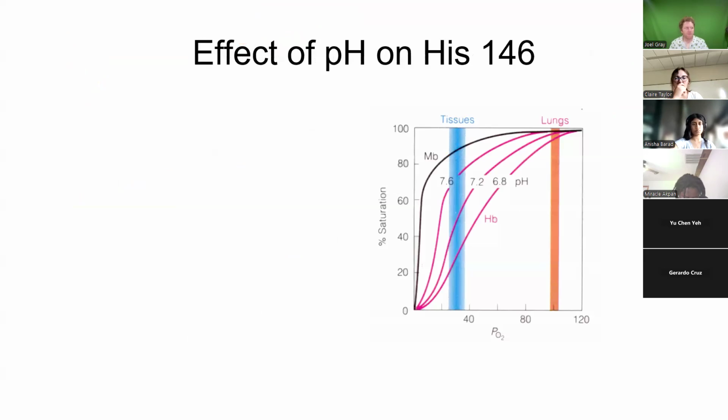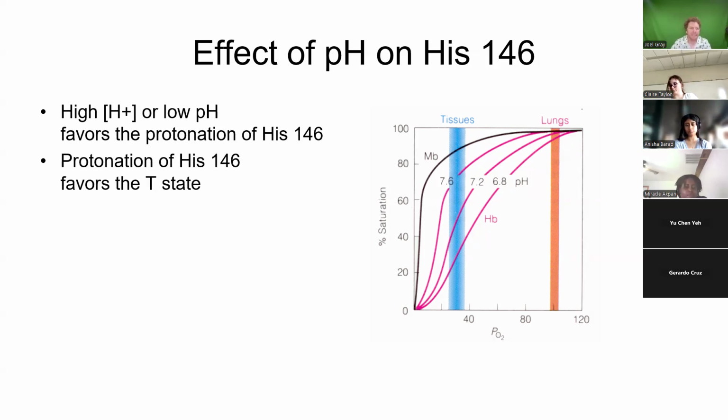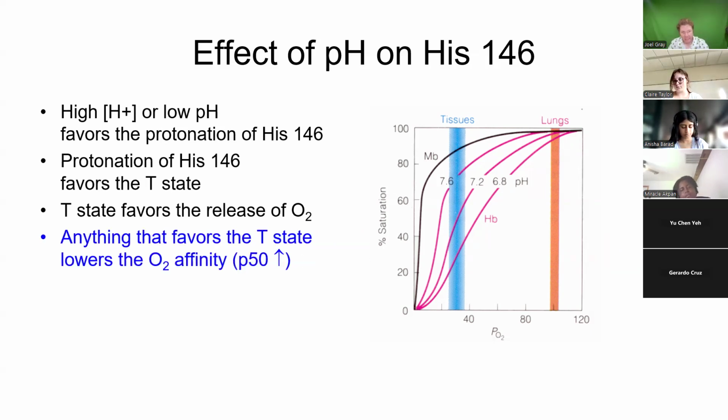Now, the effect of pH on His 146: high hydrogen ion concentration, or low pH, favors the protonation of His 146. When His 146 is protonated, the T state is favored. The T state favors the release of oxygen, and anything that favors the T state lowers O2 affinity. So, at the center of what we're talking about with respect to hemoglobin and binding oxygen, histidine, that His 146, is an important player.